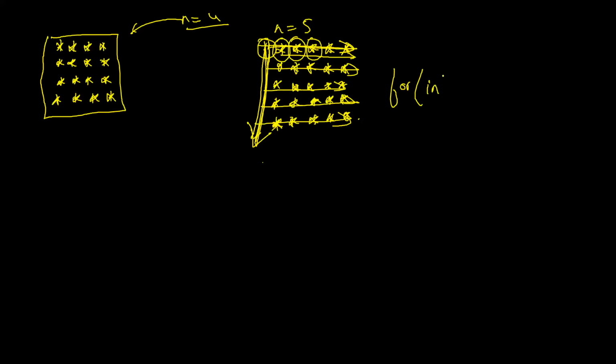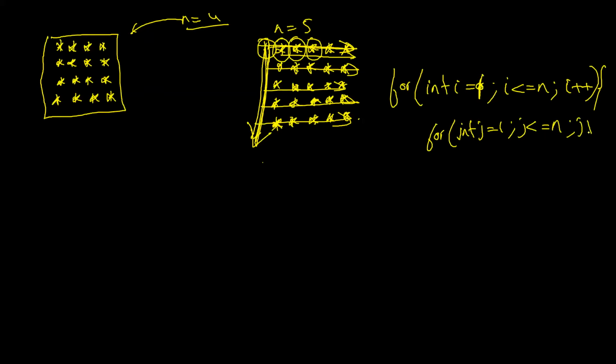So for that, I'll have a loop like this: int i equals 1, i less than or equal to n, i plus plus, right? And inside this, I'll have another loop, int j equals 1, j less than or equal to n, j plus plus. Then SOP print, it's only print. And let me print a star, and then some space between the stars.